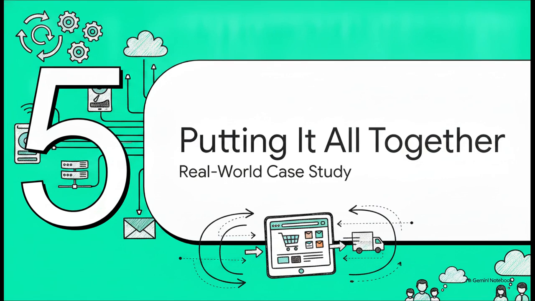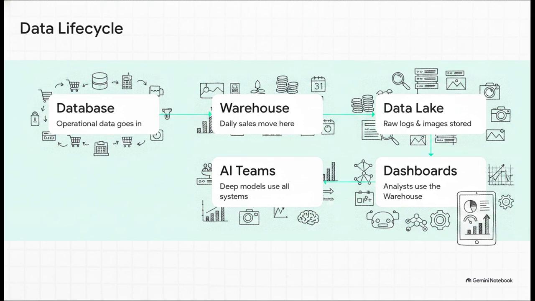Let's look at putting it all together with a real-world case study. Let's walk through the exact 5-step life cycle of how a modern online shopping company uses all these solutions in perfect harmony. Step 1. Customers place orders, and that fast operational data goes straight into a database. Step 2. At the end of the day, those daily sales figures are moved over into a data warehouse for long-term storage and analysis. Step 3. Meanwhile, the raw website logs, customer review texts, and product images go straight into the data lake.